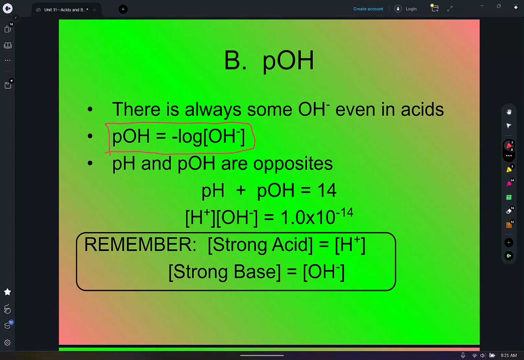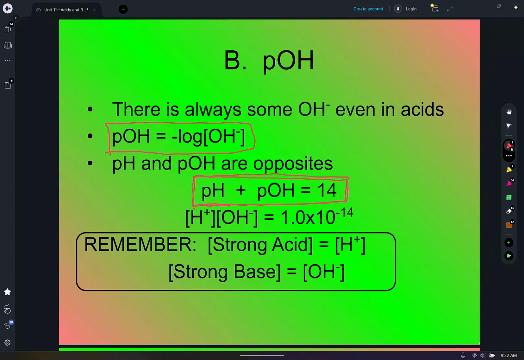So what we know is pH and pOH are opposites. This formula is going to be super important to you, so don't forget it. pH plus pOH equals 14. We can go back and forth between pH and pOH, H plus and OH minus. I'm going to show you how to do this on the next slide.